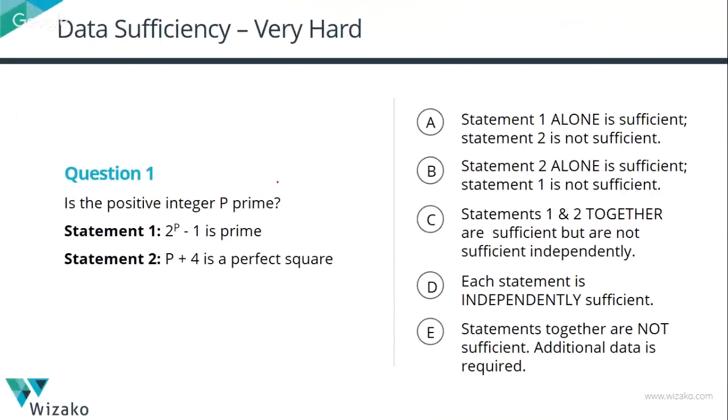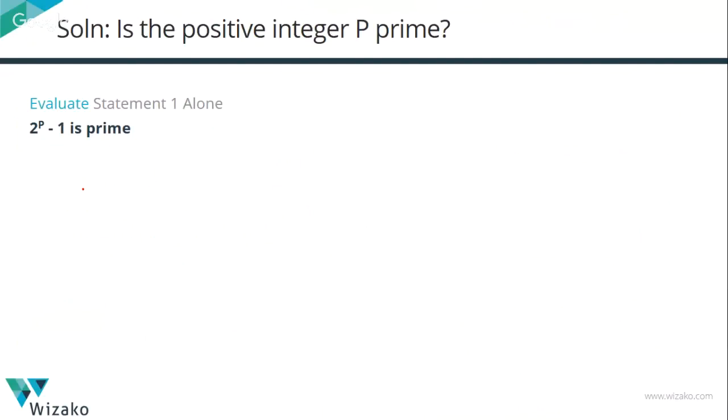Right. Is the positive integer p prime? The question is a beautiful question. Statement 1 says that 2 power p minus 1 is prime. What does it essentially mean? If p had not been a prime number, let's start with that. Let's pick a number, something like 10. 2 power 10 minus 1. Let's check out whether that could be prime.